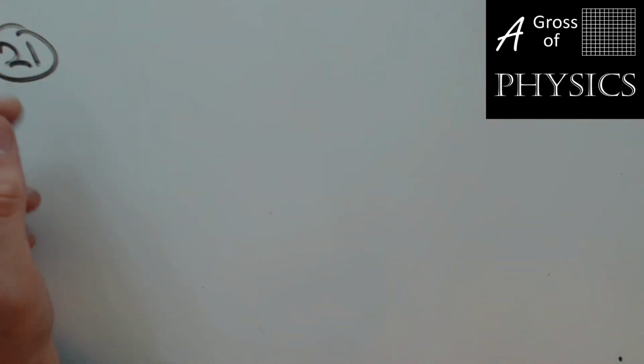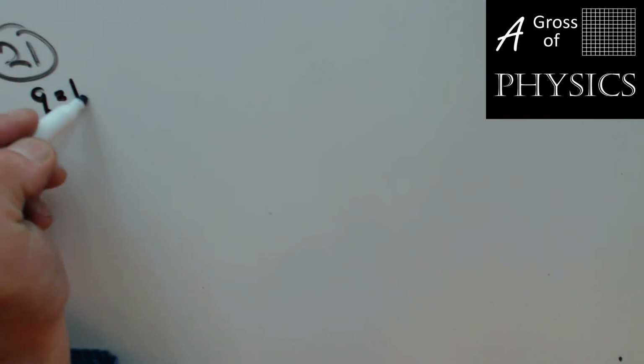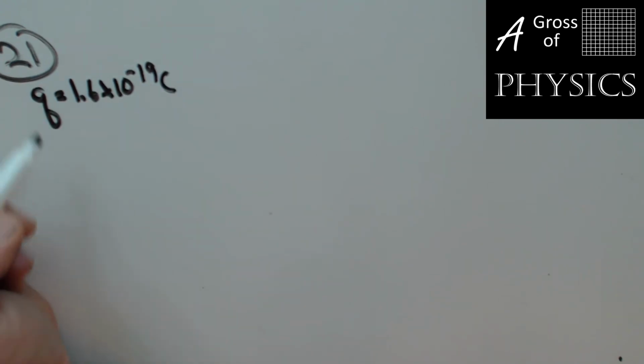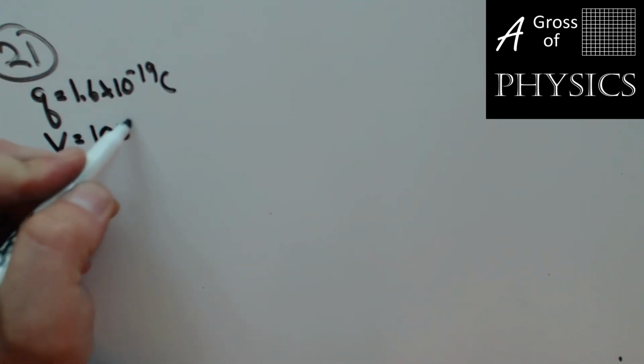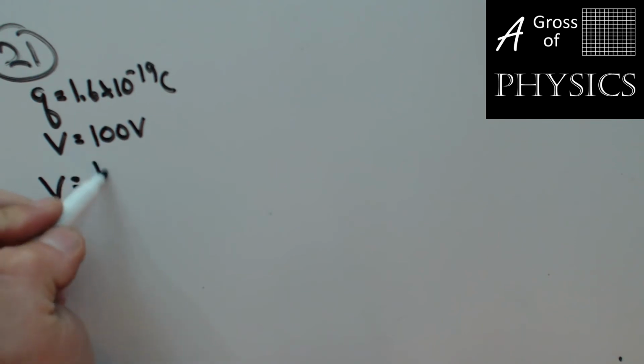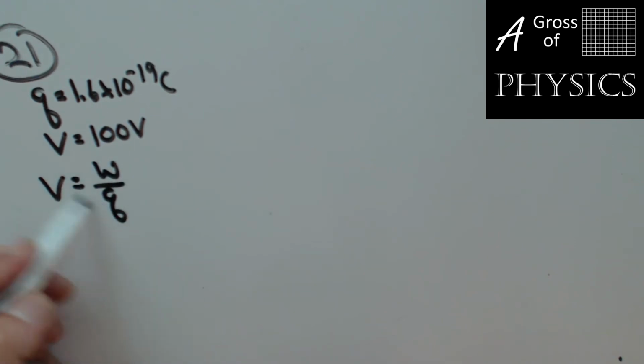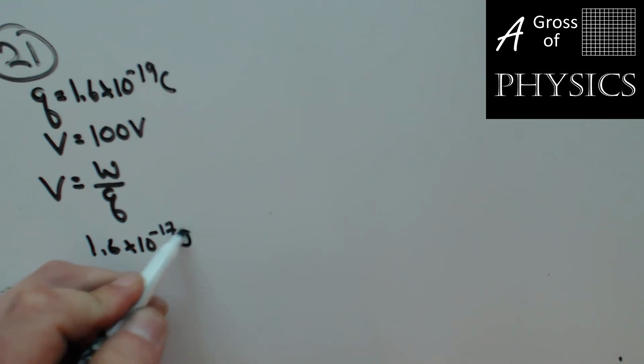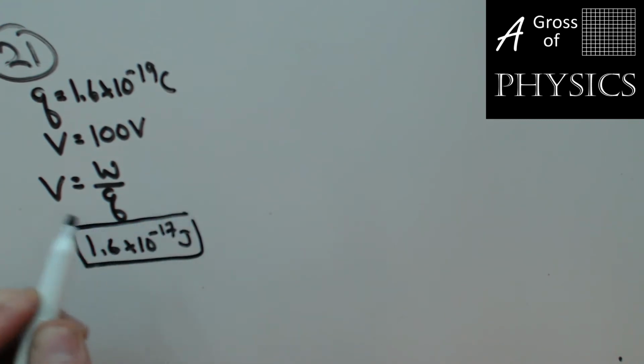On to 21. What's the total work done to move a proton, which has a Q of 1.6 times 10 to the negative 19 coulombs, through a potential difference of 100 volts? V equals W over Q. You're going to multiply V times Q, so you're going to do 1.6 to the negative 19 times 100. 1.6 times 10 to the negative 17 joules of work, which is choice 2.